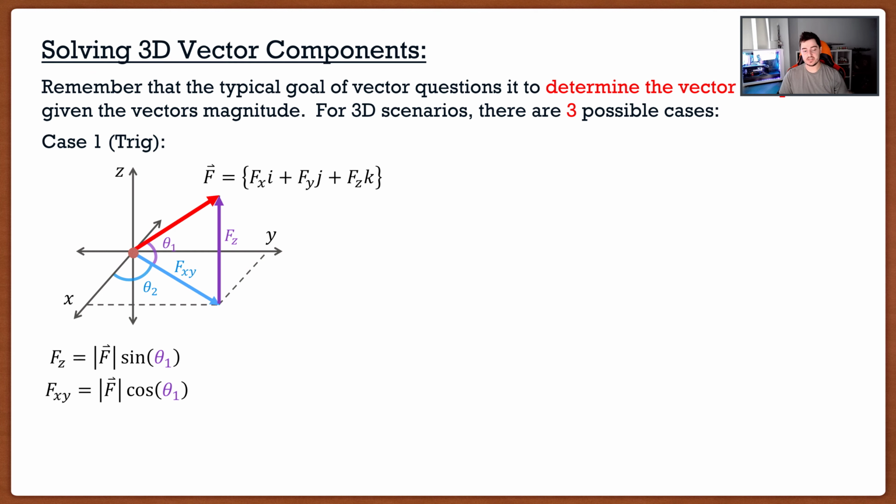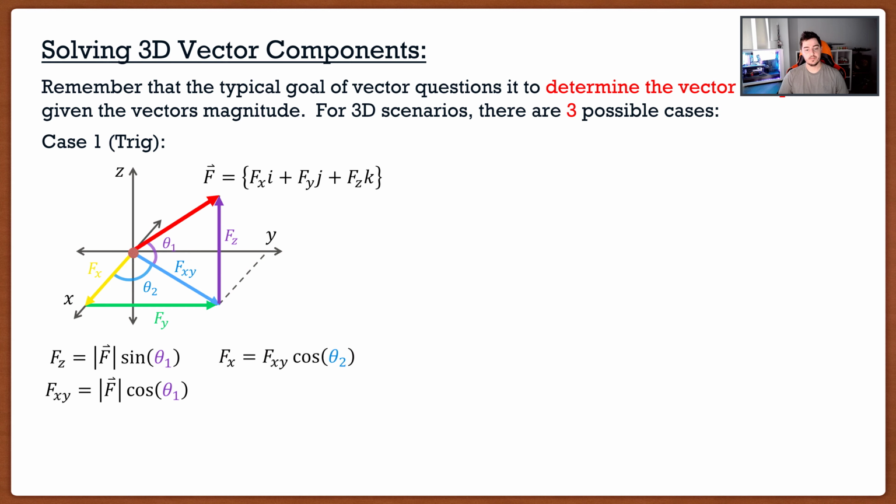And again, that's just taking the magnitude of F and multiplying it by cosine of theta 1. So at this point, I know 1 out of the 3 components. But what about the other 2? Well, these can be obtained by using the second angle, theta 2, and again creating another triangle. So I can go Fx in the x direction, and then Fy in the y direction, and as we can see, it forms another triangle with Fxy.